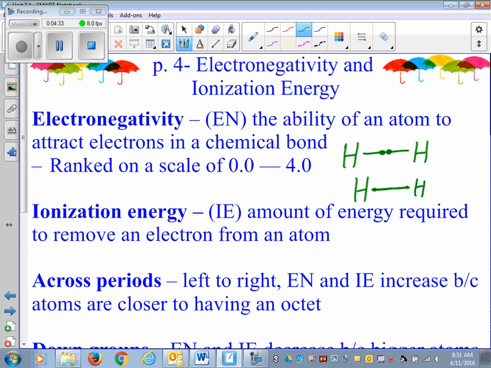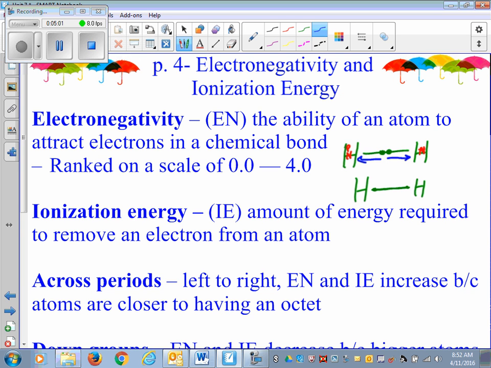Now this nucleus has protons, which are positive. The nucleus is positive because it has protons and neutrons in it. Neutrons are neutral, protons are positive, that means the nucleus is positive. So this nucleus is pulling the electrons on this side, and this nucleus is pulling the electrons on that side. It's a tug of war. Now who's going to win in this case?